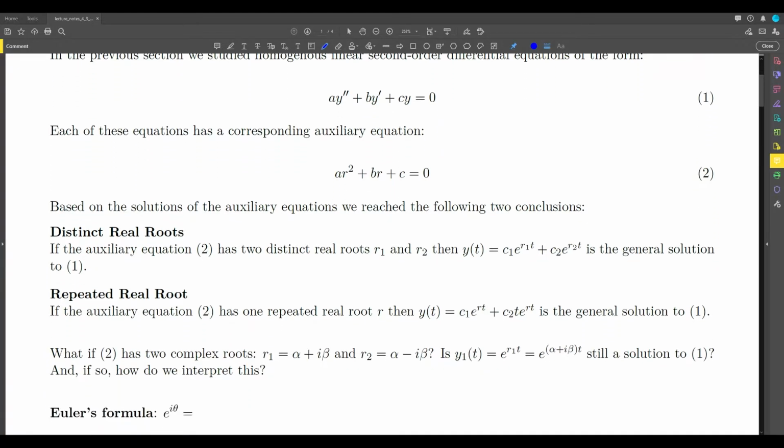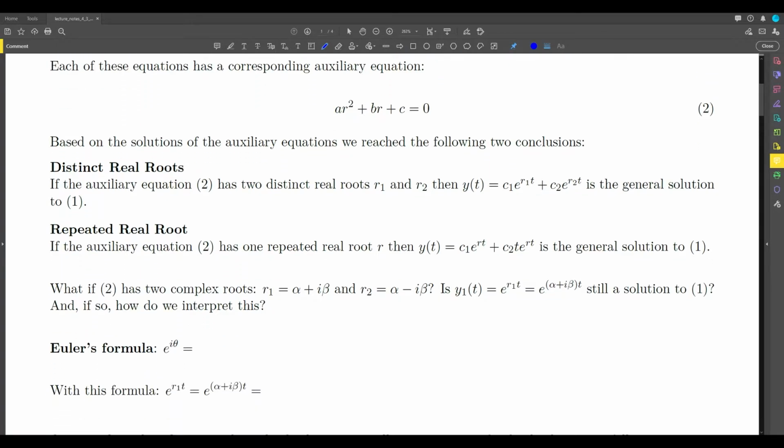So what if the auxiliary equation has two complex roots, r1 = alpha + i beta and r2 = alpha - i beta? Is y1(t) = e^(r1 t) = e^((alpha + i beta)t) still a solution to the differential equation? And if so, how do we interpret this? We're going to use Euler's formula to figure this out.